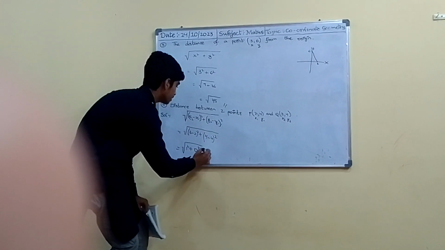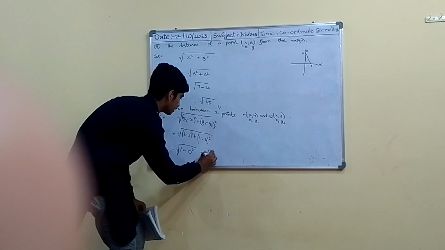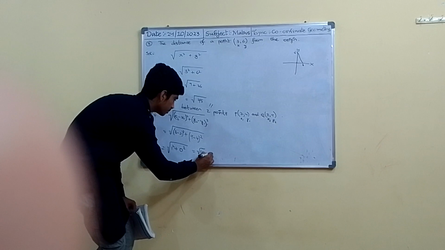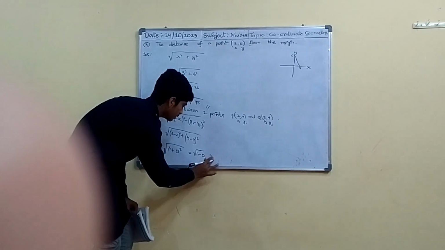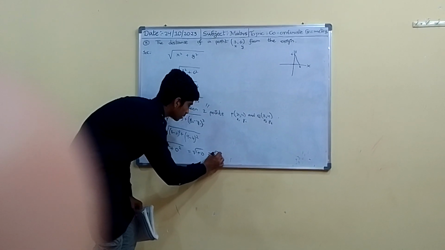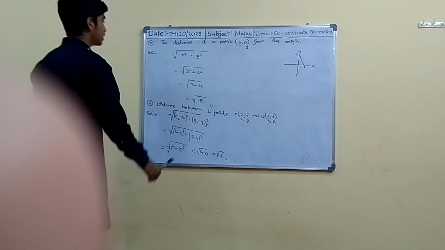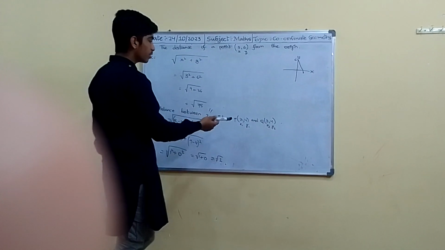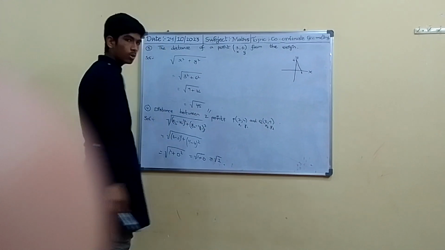1 square plus 0 square. What is 1 square? It is 1. Plus 0 square is 0. 1 plus 0 means 1 under root 1. So the distance between 2 points P of 2, 4 and Q of 3, 4 is root 1.